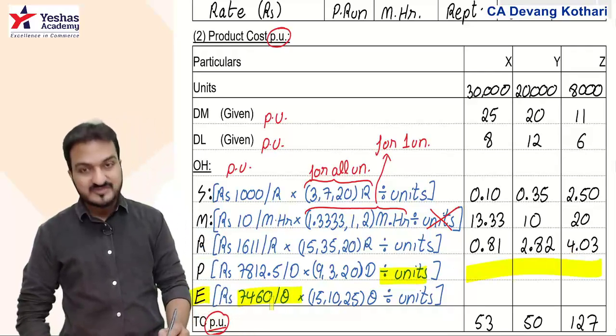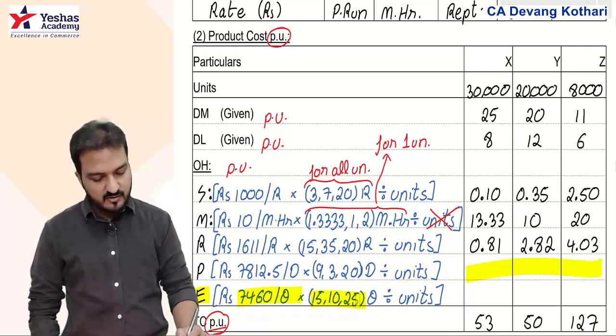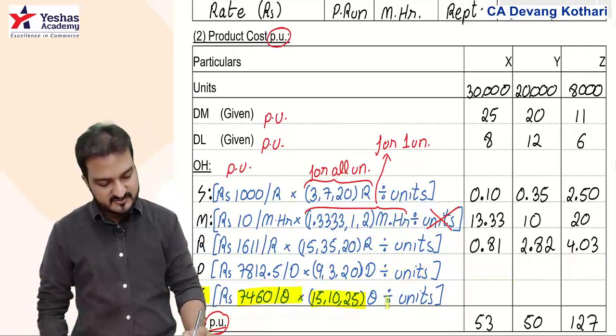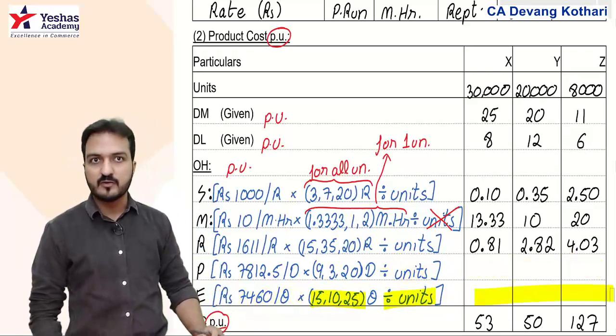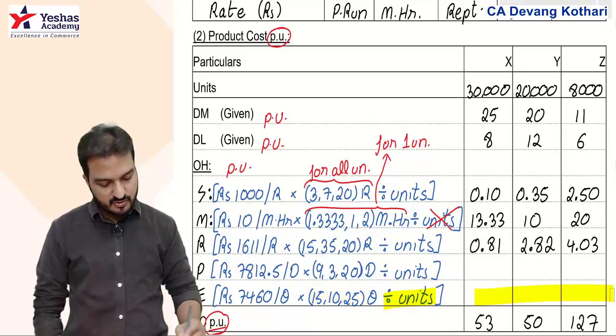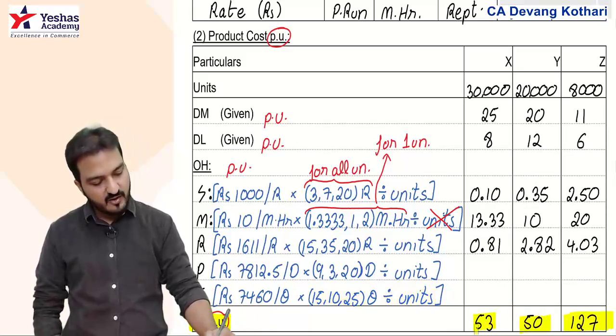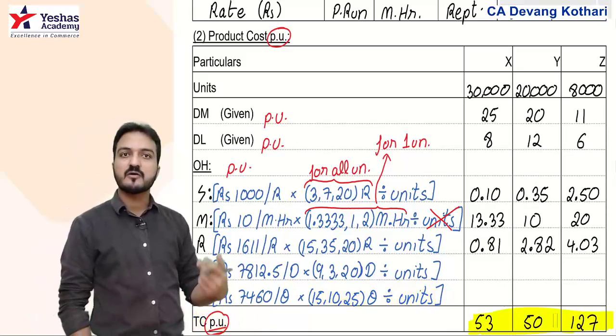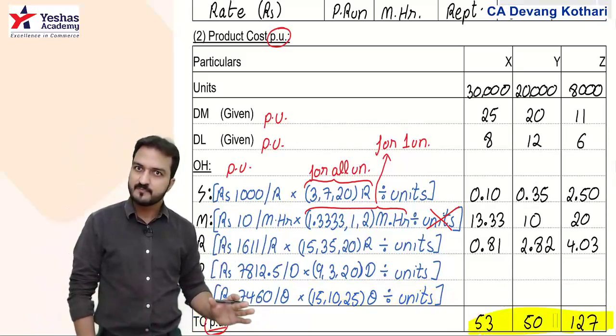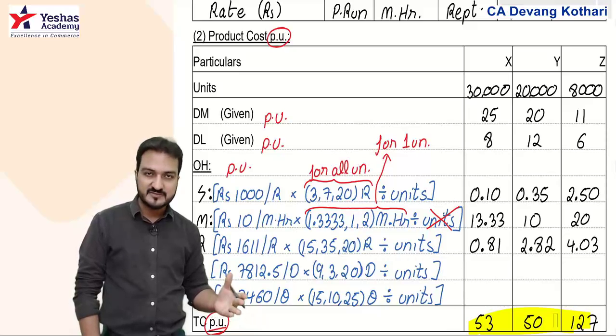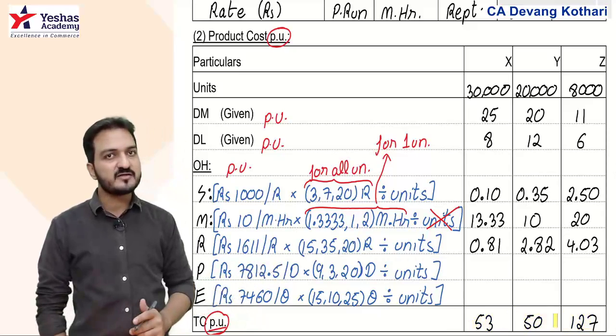Engineering cost 7460 per order into 15, 10 and 25 orders. Divide by units will give you for 1 unit. Done. Add them up should give you total cost per unit as 53, 50 and 127. I have written this answer after rounding off the decimals. Done. Yes, I hope you all will be getting the same answers.